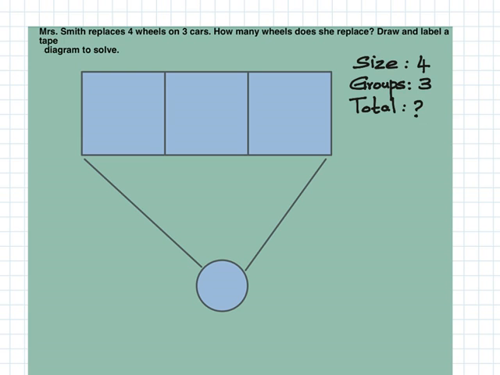Okay, so we have to go for a multiplication equation. 4 times 3 equals what? Or unknown, that is something we have to find. Okay, now let us do the tape diagram. The tape diagram is right here.